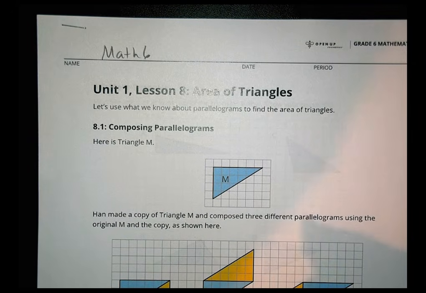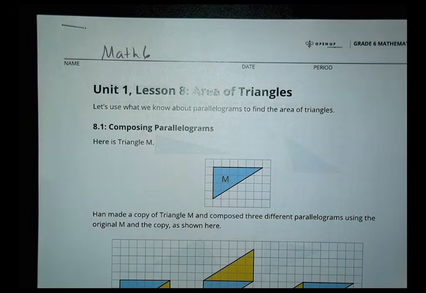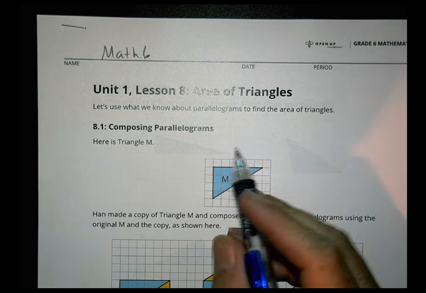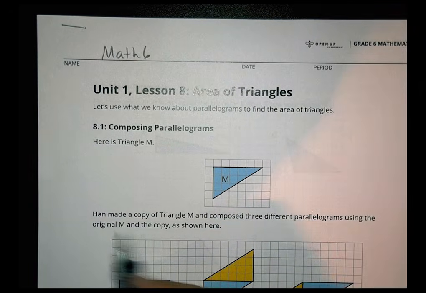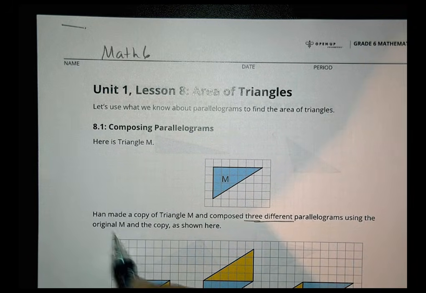Hi, this is Math 6, Unit 1, Lesson 8. And it says, let's use what we know about parallelograms to find the area of triangles today. So first of all, here is triangle M. And Han made a copy of triangle M and composed 3 different parallelograms using the original M and the copy as shown here.